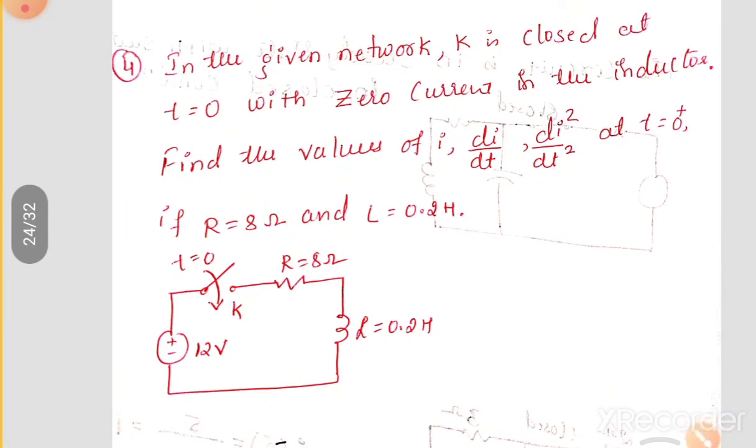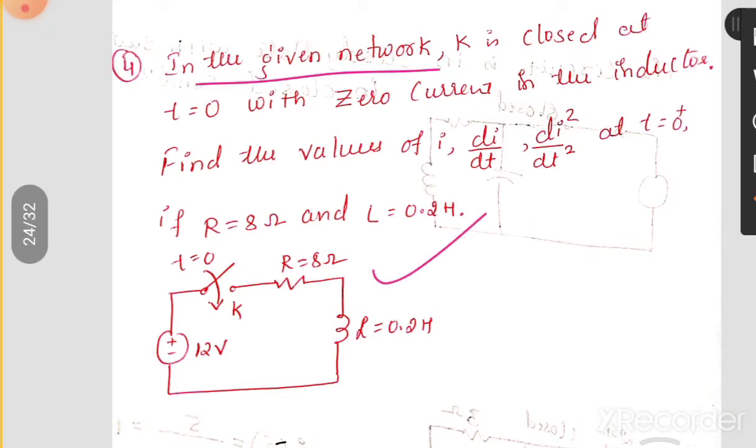Another example we'll be discussing with respect to these differentiations. Okay, in the network, a bit different as compared to the earlier numericals. In the given network, K is the switch. It is closed at t equal to 0 with 0 current in the inductor. Initially, there is no current flowing through the inductor. Find the value of i, di by dt, d square i by dt square at t equal to 0 plus.